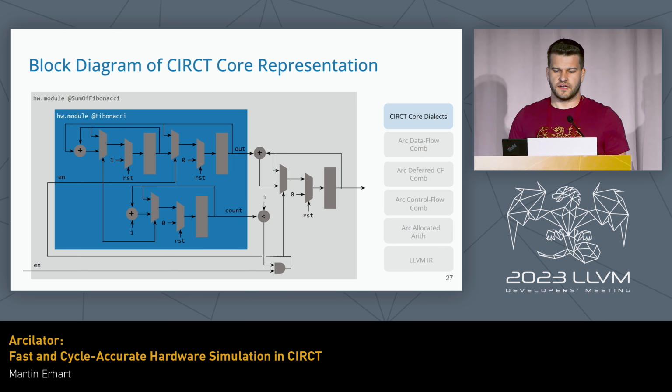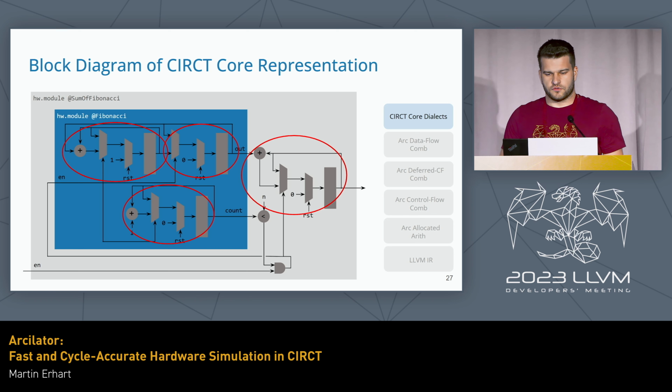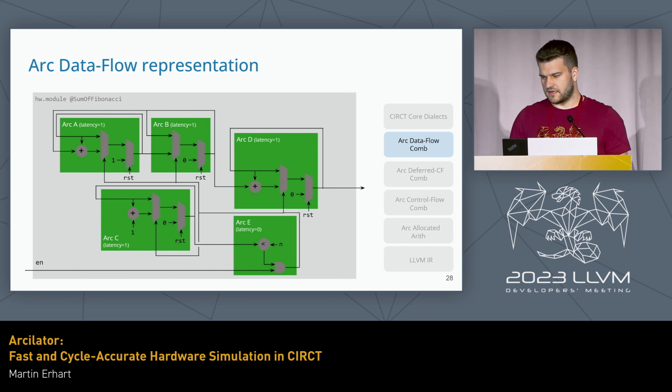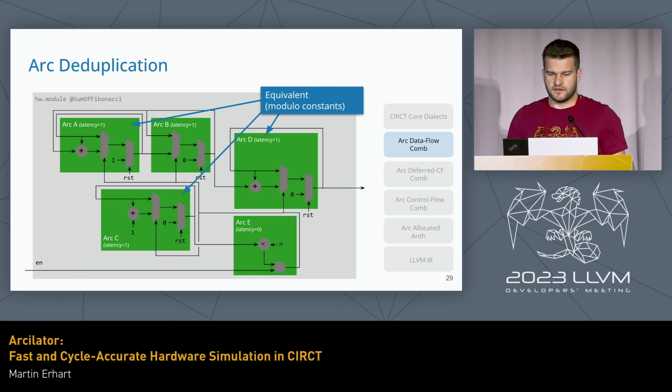And what Arcilator does, it starts at those registers, traverses the def-use chain backwards until it reaches the next register or module boundary, and groups those together and outlines them into so-called arcs, which are basically pure functions. That's what it looks like then. It also consumed the registers on the way and annotated them as latencies on the arc operations. So you can see here that arc A, B, and C look basically the same modulo the constants inside.